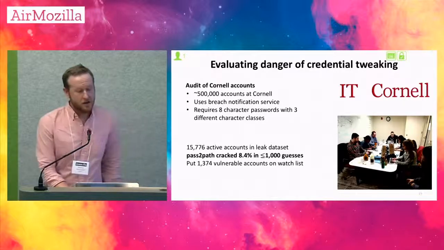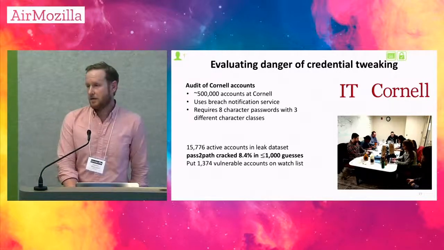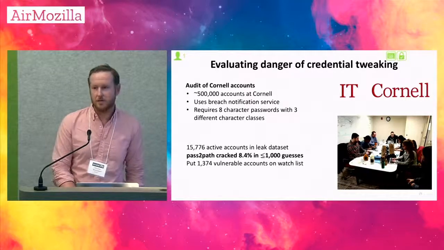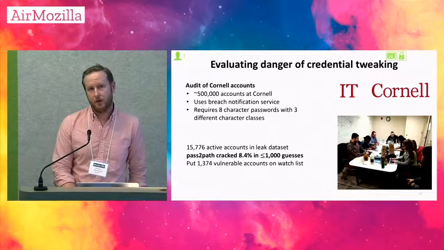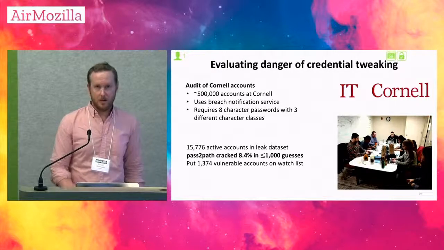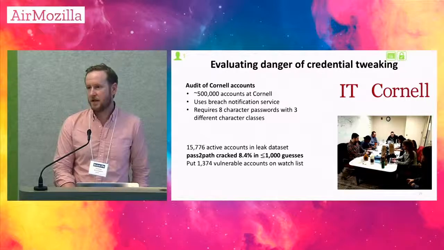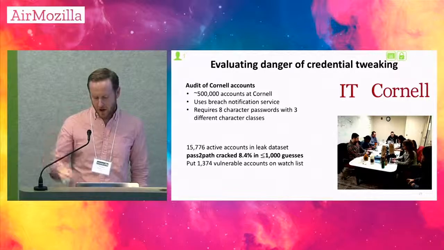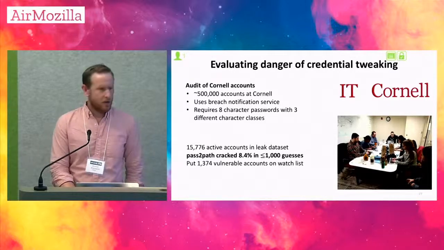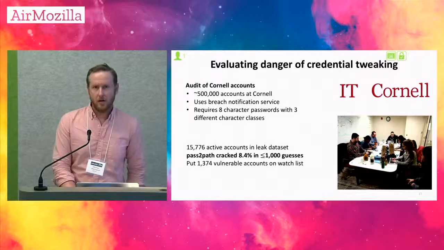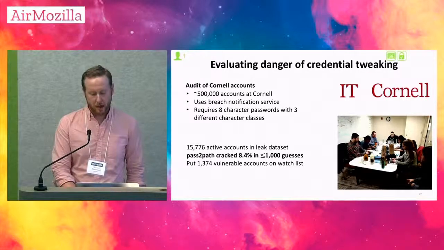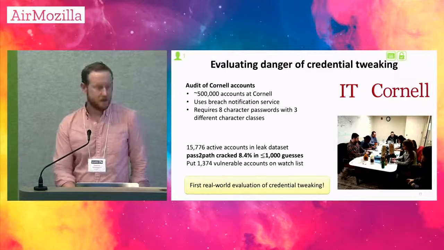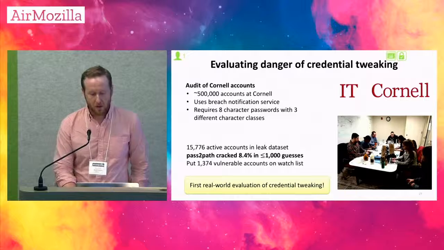In the end, about 15,000 of these accounts are in the 4IQ data leak, so we generated guesses based on the passwords in the breach data set for those. We were able to compromise about 8.4% of those 15,000 in fewer than 1,000 guesses, which is actually the quota for Cornell. We then put these 1,300 or so accounts on a watch list so we could protect them better. And as I mentioned, this is the first real-world evaluation of credential tweaking compared to the simulation-based approaches that people have done before.